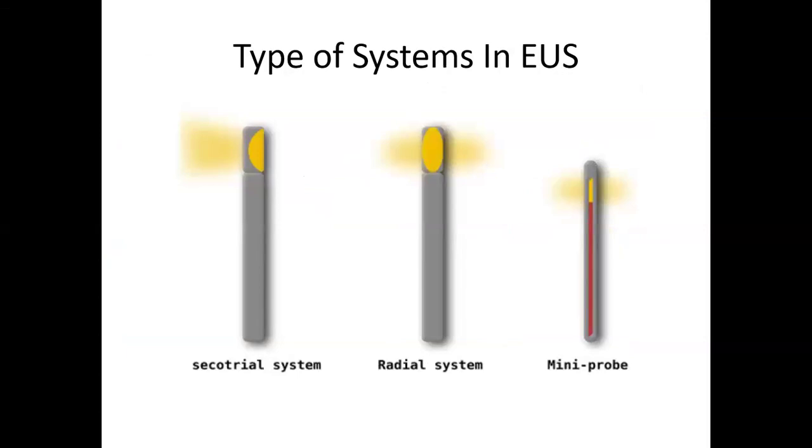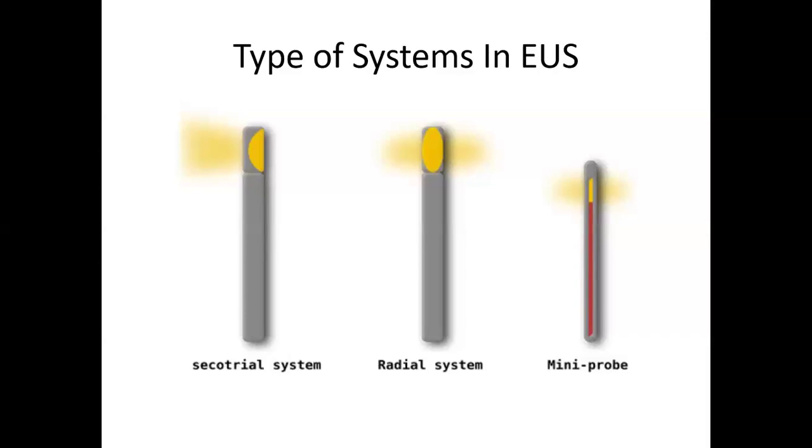Yeah, so the type of transducers that we use in endoscopic ultrasound, there are three. There's a sectorial system, the radial system, and the mini probe system. The most common is the sectorial system. The radial system is also used here and there. The mini probe system is very small and can even go into the common bile duct, and we can do ultrasound from the common bile duct or the hepatic ducts, but it's quite expensive and very few institutions have access to this probe. So that leaves the two, the sectorial probe and the radial probe.